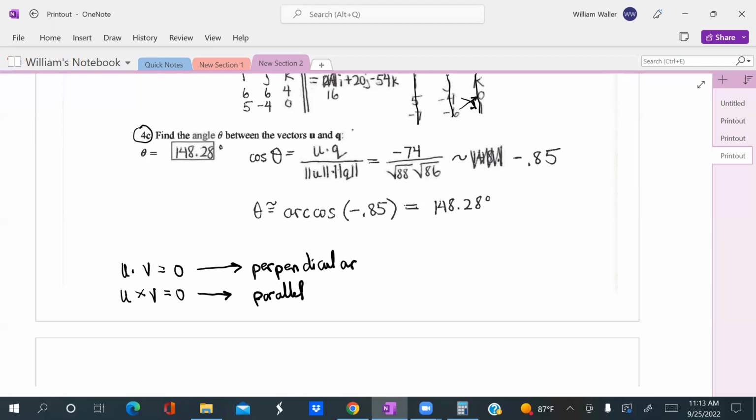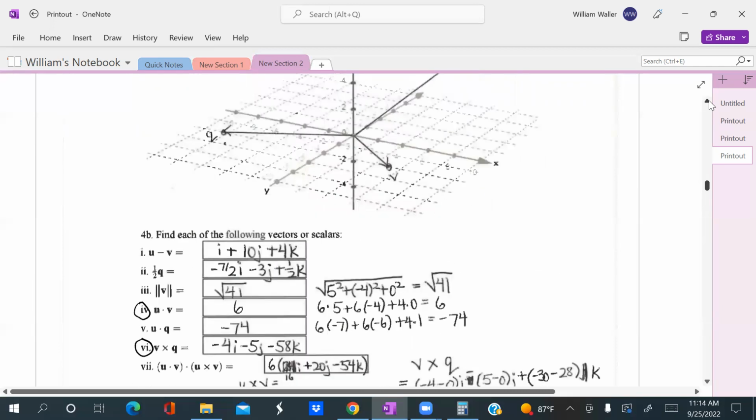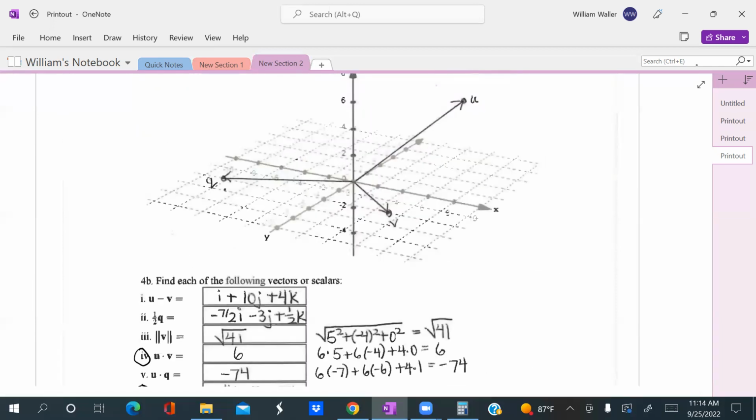Well, I don't think that these two vectors U and Q are perpendicular to one another. Let's see if we can find the angle between vectors U and Q. What does that look like in our picture? So there's the vector U, and here's the vector Q. But these are both slightly elevated above the XY plane. U is pretty obviously elevated above the XY plane.